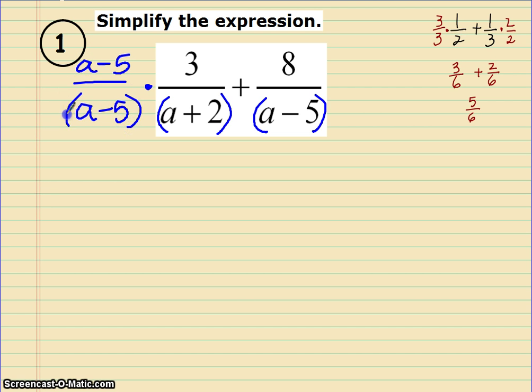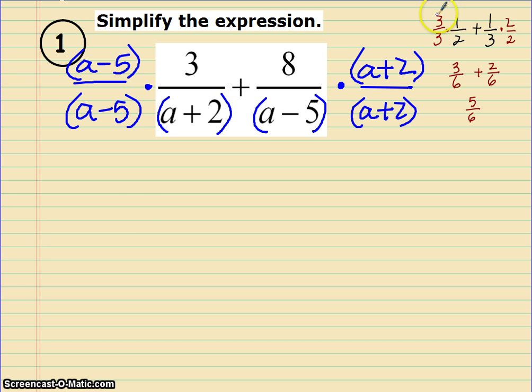And we'll be careful and put parentheses around that. And we'll multiply this one over here. We did this one by 2/2, so we'll multiply this one by a plus 2 over a plus 2. And there we are. Now that's our basic beginning.